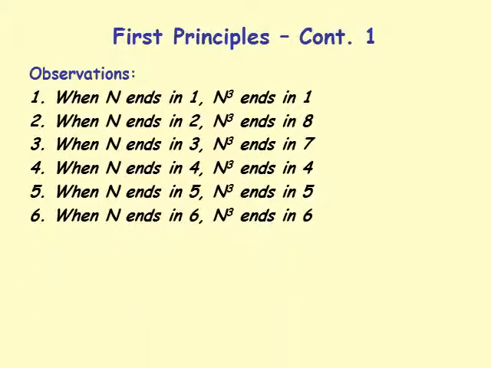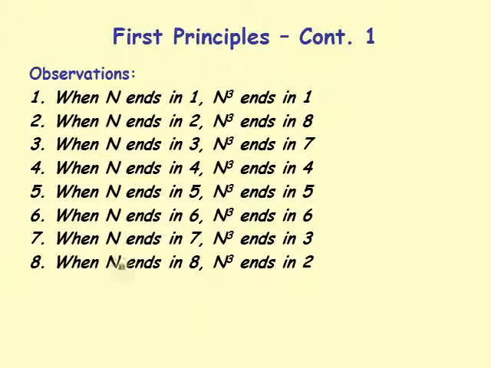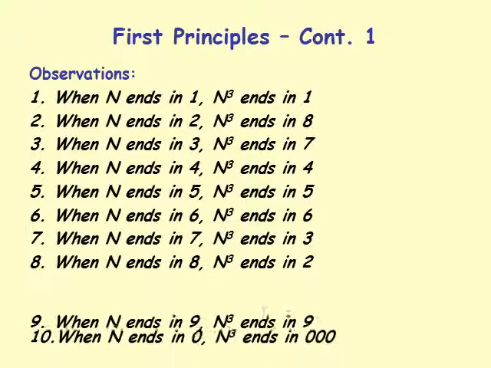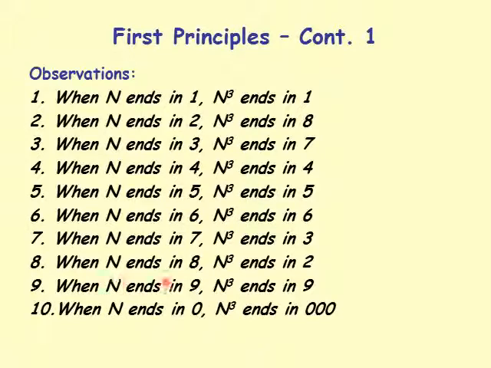When n ends in a 6, its cube ends in 6. When n ends in a 7, its cube ends in a 3. When n ends in 8, its cube ends in a 2. When n ends in a 9, its cube also ends in a 9. When n ends in a 0, its cube ends in 3 zeros.